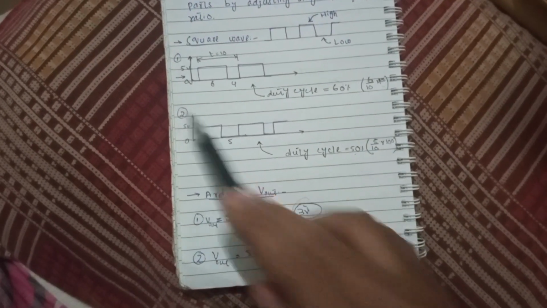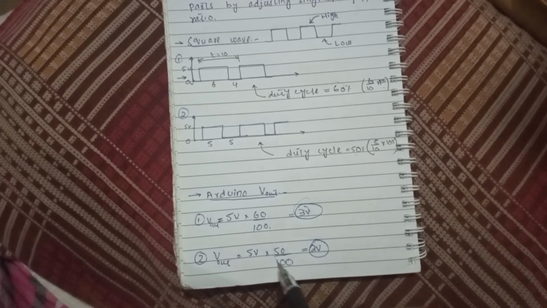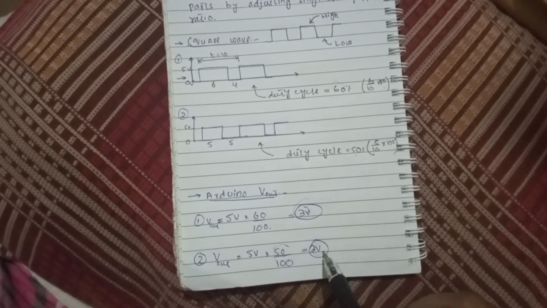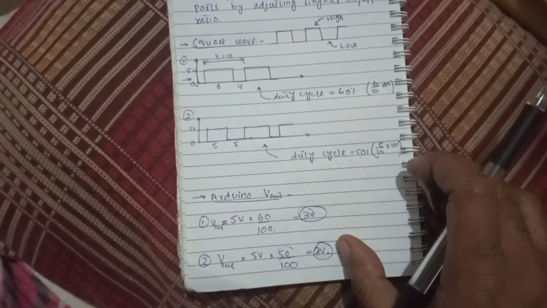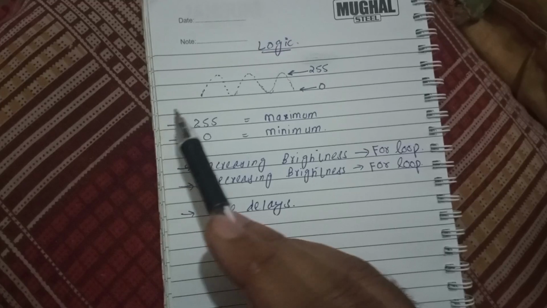And definitely the brightness of the LED will be higher in this case. In the second case, we have 50% duty cycle and it's going to give us 2 volts. So at 2 volts, the brightness of the LED definitely will be lower than the previous case. Okay, so this is the main logic.